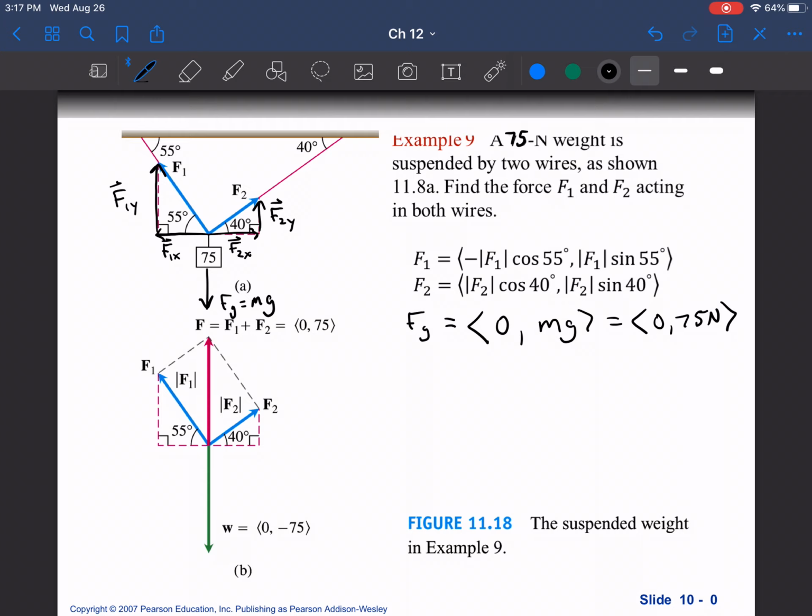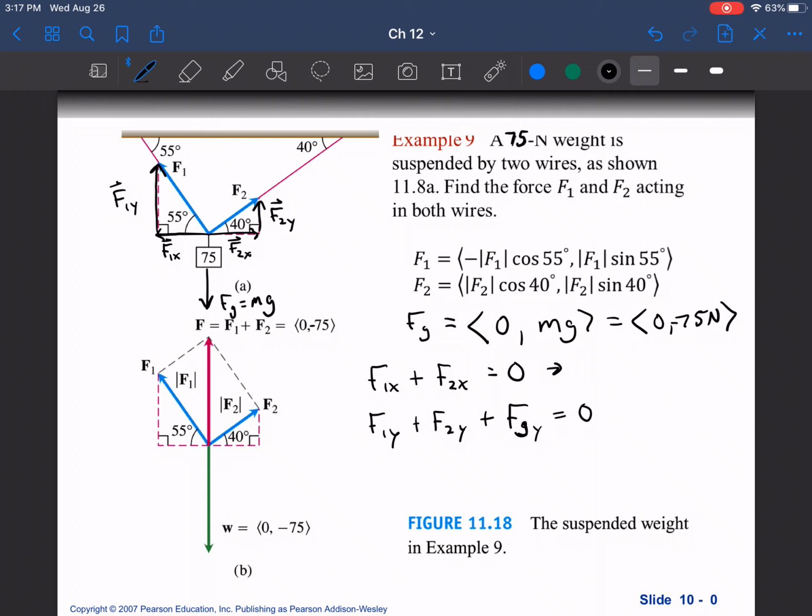All right, and so then you could go through and figure this out. F1x plus F2x has to equal 0. Those are the only ones in the x direction. And then over here, F1y plus F2y plus, technically, sorry, that should have a negative in it. It's a downward pointing one, negative 75, plus Fg in the y direction, has to also equal 0.